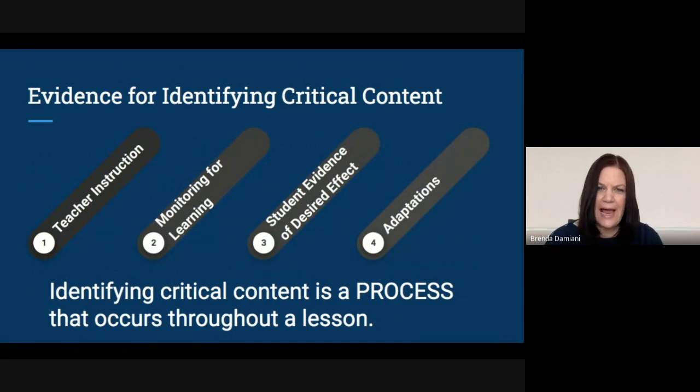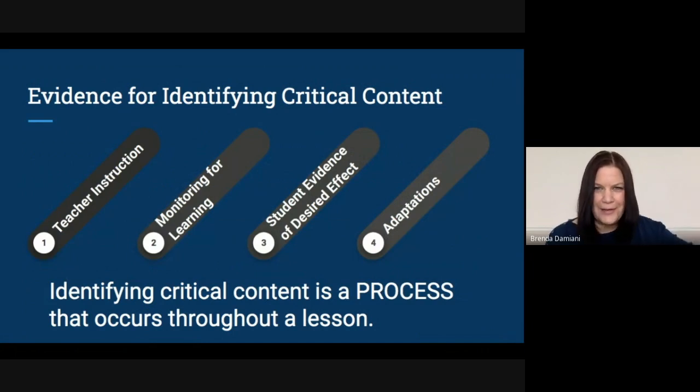Think about this as a process. It's a process that happens throughout a lesson. So it's not a one and done. It's not I start my day with a learning target and I don't ever do anything else. It is a process. It goes from teacher instruction to monitoring for learning, gathering evidence of that desired effect, and then adapting for students who might not understand the critical content, or adapting when we find that all students already know the critical content.